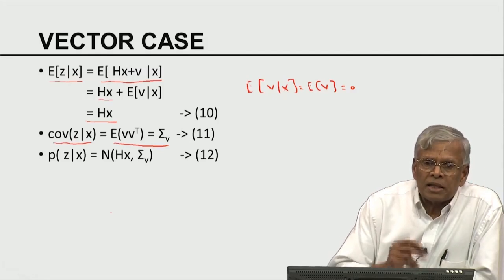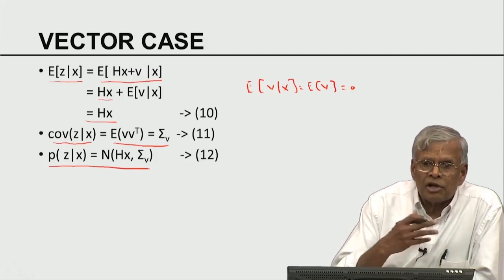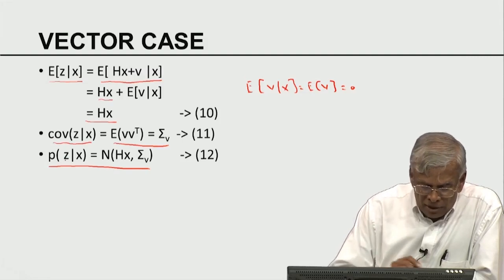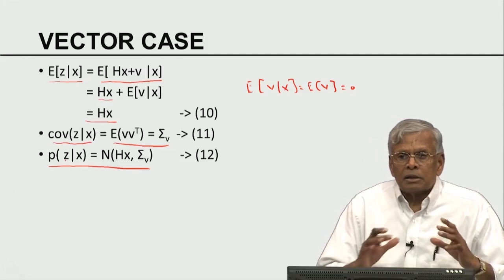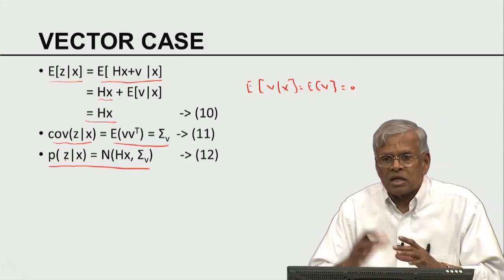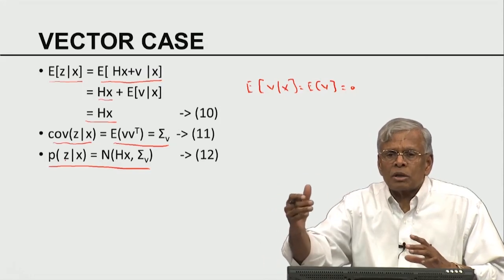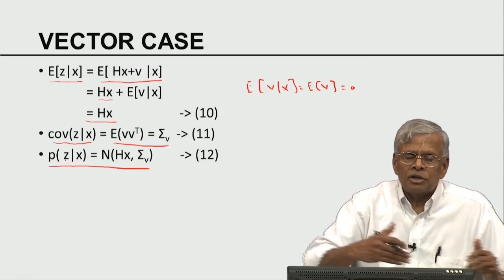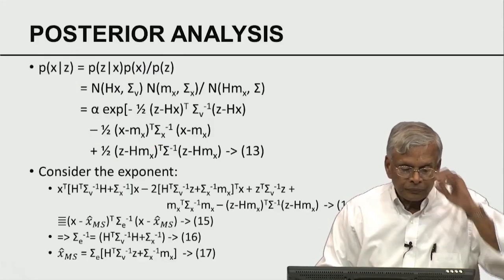If I have a conditional mean and a conditional covariance, I have a conditional distribution, because the conditional distribution is also normal. So this is the conditional distribution of Z given X. That is the distribution of the observation conditioned on the fact that X has already been chosen by Mother Nature. Even though I don't know the value of X, this is the conditional distribution of the observation given by 12.